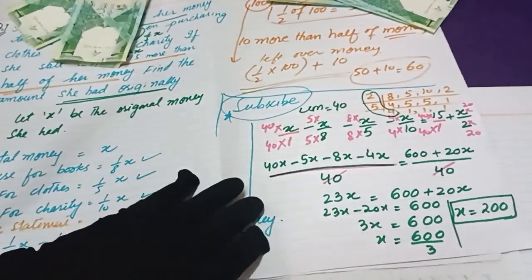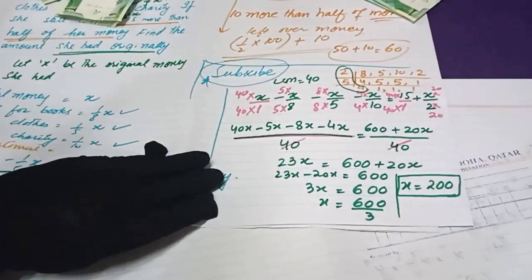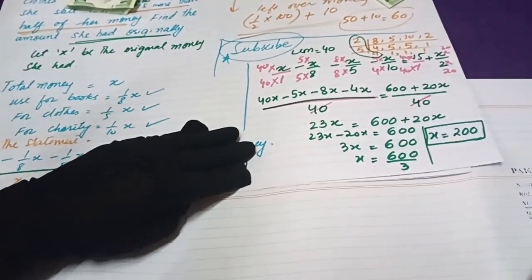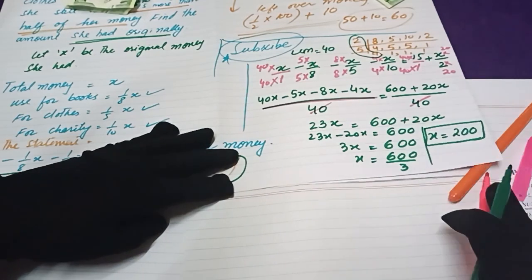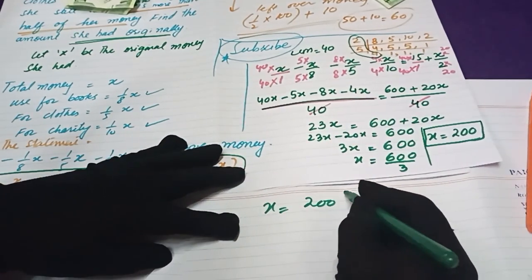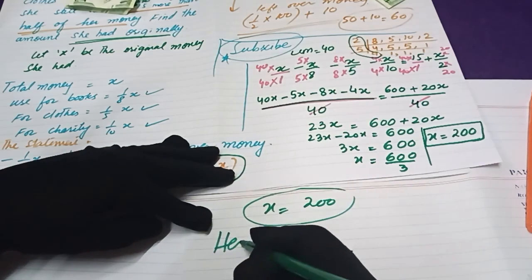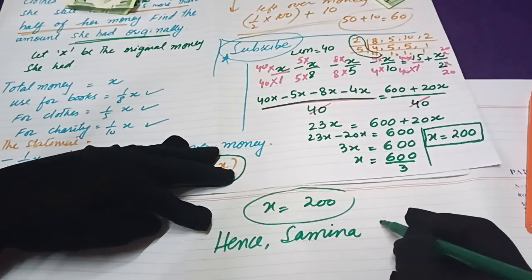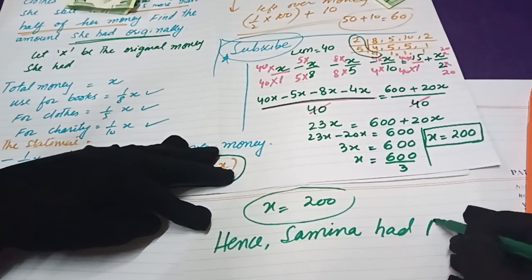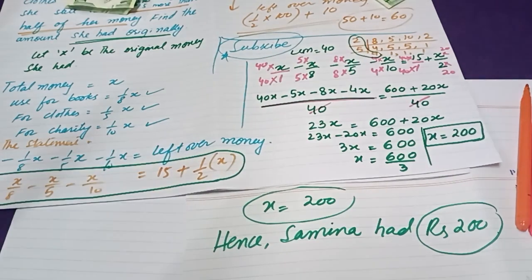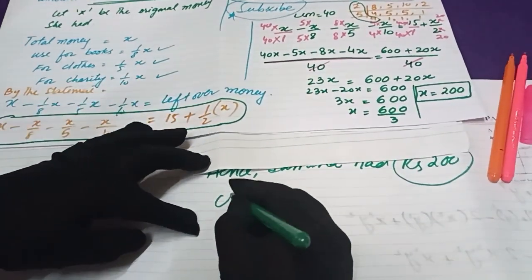Let me take out another page we can use for the continuation of this part. So the value of x is 200. Hence, Samina had rupees 200. Now the checking part.